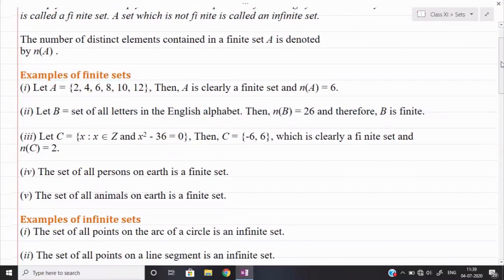Okay, examples of finite sets. See the first one: A is equal to 2, 4, 6, 8, 10, 12. Here clearly the number of elements is only 6. Set of all letters in the English alphabet, they are 26 only. Set C is given here, x squared is equal to 36. If we solve it, you know it, that will come minus 6 comma 6. Finite. Set of all persons and set of all animals on earth. Remember, here it will confuse you whether the set of all persons will be finite or not. See, this task is very huge, to count the number of persons.